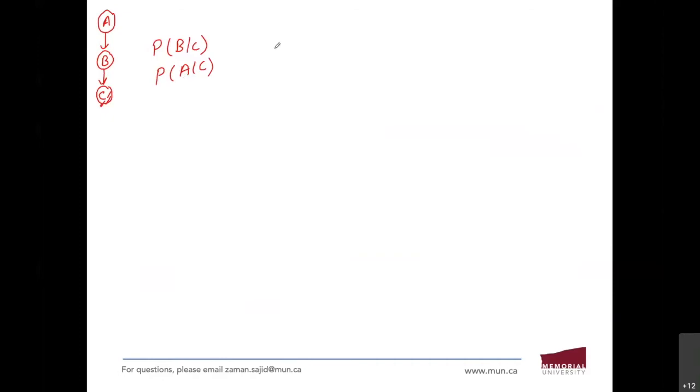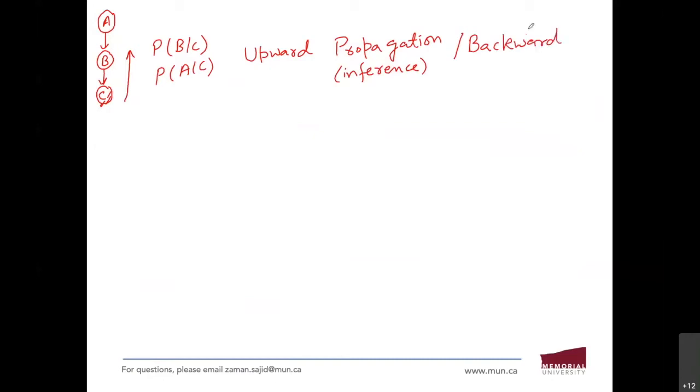So this analysis is what we call the upward propagation. It is also called upward inference, because now, upward, you will start from C and go towards A. This is also called the backward analysis. Now in this analysis we need to use the law of total probability, and we will use our Bayes theorem.